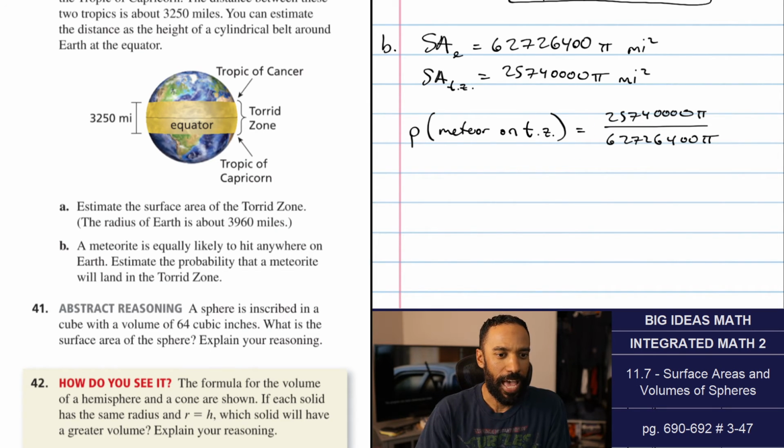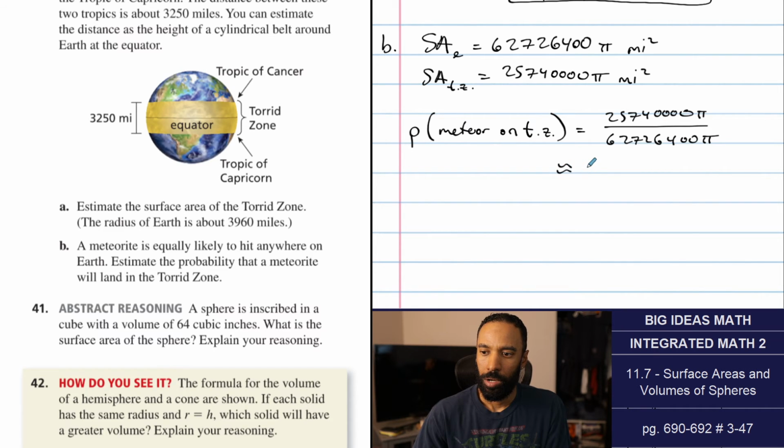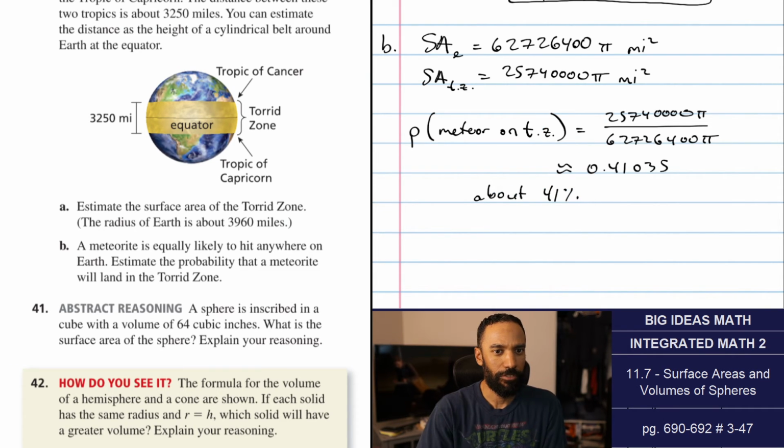So let's divide that by the other 6,272,640. We're getting 0.41035. 0.41035, about a 41% chance. That torrid zone's covering quite a bit of the Earth.